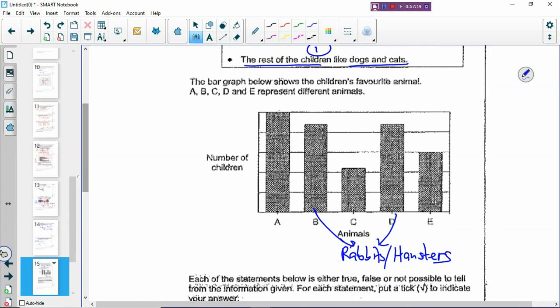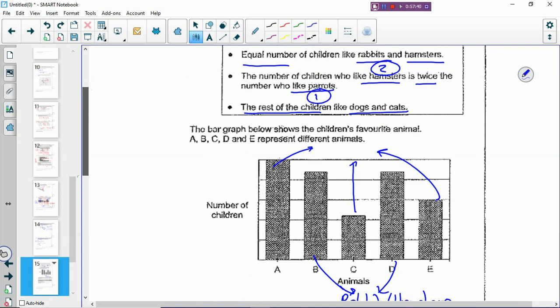So you have the animal B, right? Animal B could be a rabbit or could be hamsters. So we are not sure. And of course the rest of all the animals here must be what? Must be the dogs and cats, right? Now, the children who like hamsters is twice the number who like parrots. So where are the parrots? If you think logically, the parrots must be animal C. So this must be parrots.